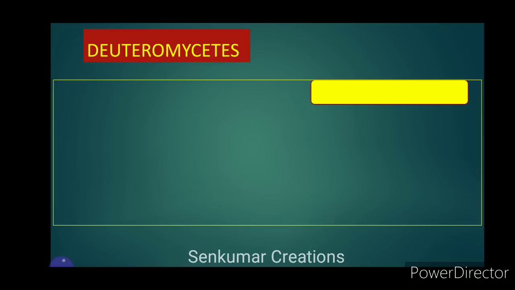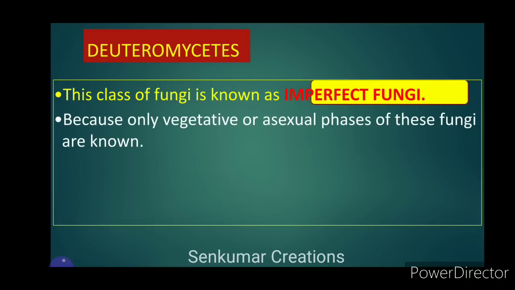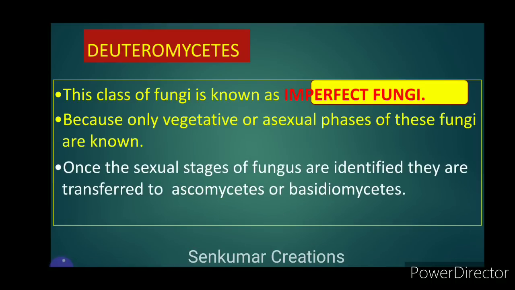And the last one is the Deuteromycetes, septate, the third class. This class of fungi is known as imperfect fungi. It is not a perfect fungi, we call this the imperfect fungi, because only vegetative or asexual phases of these fungi are known, so we call it imperfect fungi.